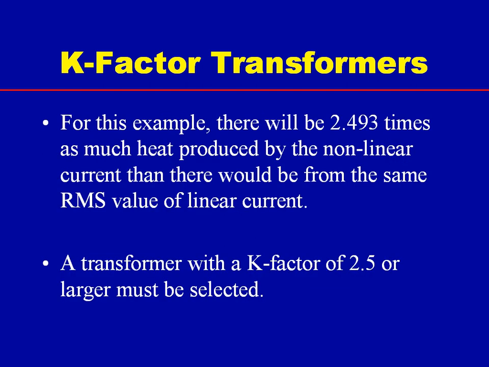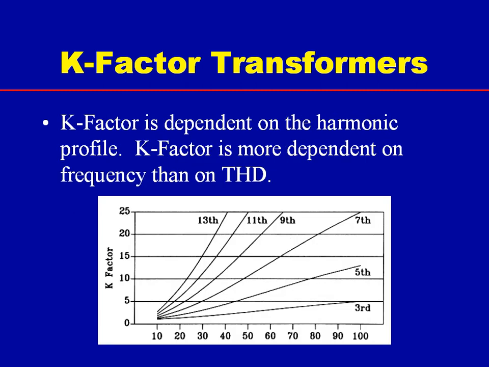In other words, there will be 2.493 times as much heat produced by the nonlinear current than there would be from the same RMS value of linear current. We must therefore select a transformer with a K factor of at least 2.5. Another way to demonstrate that the higher frequencies cause more heating is to plot the K factor versus harmonic content for each harmonic order. 20% 13th harmonic current results in a K factor of about 8, whereas 20% 5th harmonic results in a K factor of less than 4. The heat is proportional to the square of the frequency.